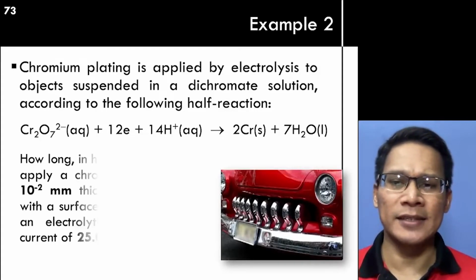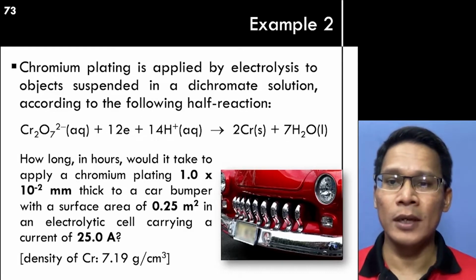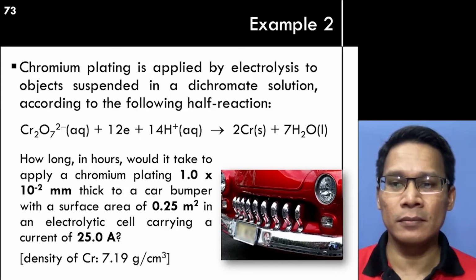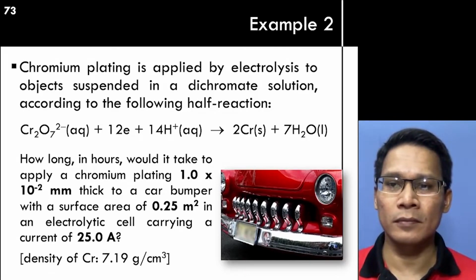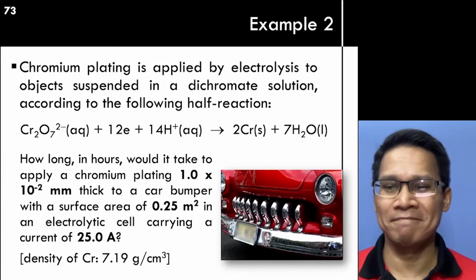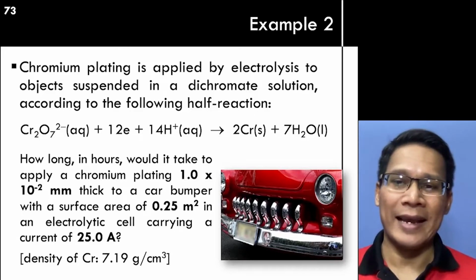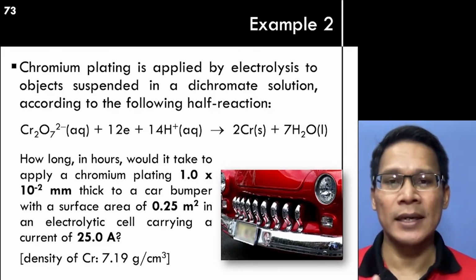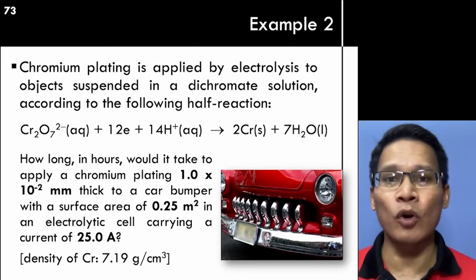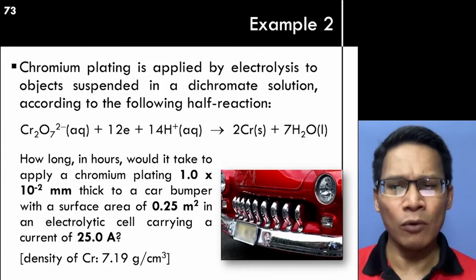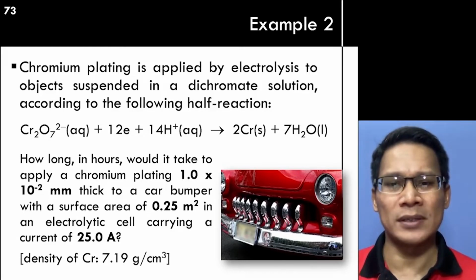And here is another example for us to look through. Please read through the question before we proceed. Are you ready? Now, at the end of the electroplating process, the car bumper must be covered with 0.01 millimeter of chromium metal to give it the West Coast Customs look. How long will this process take in hours?